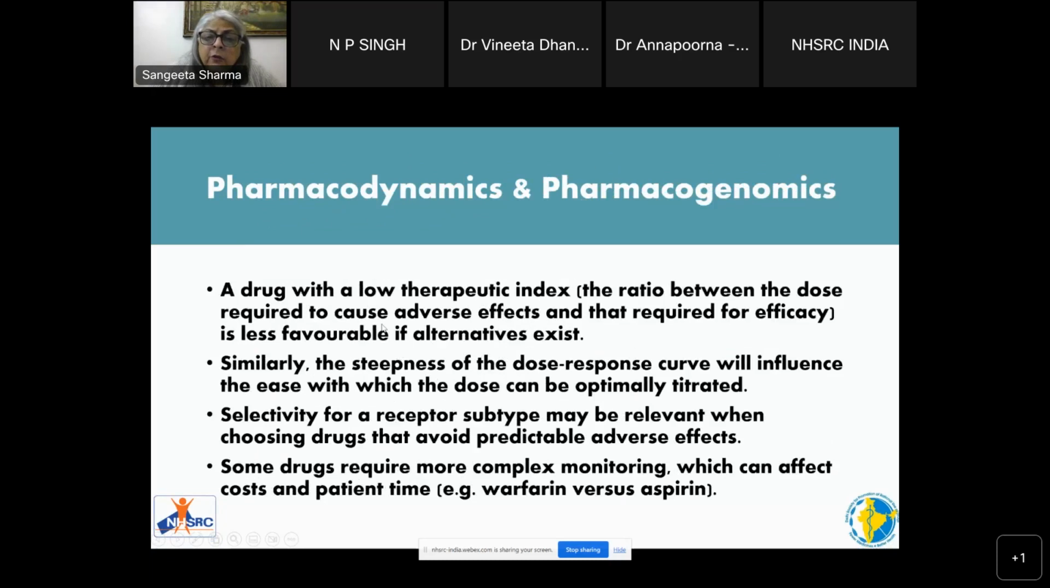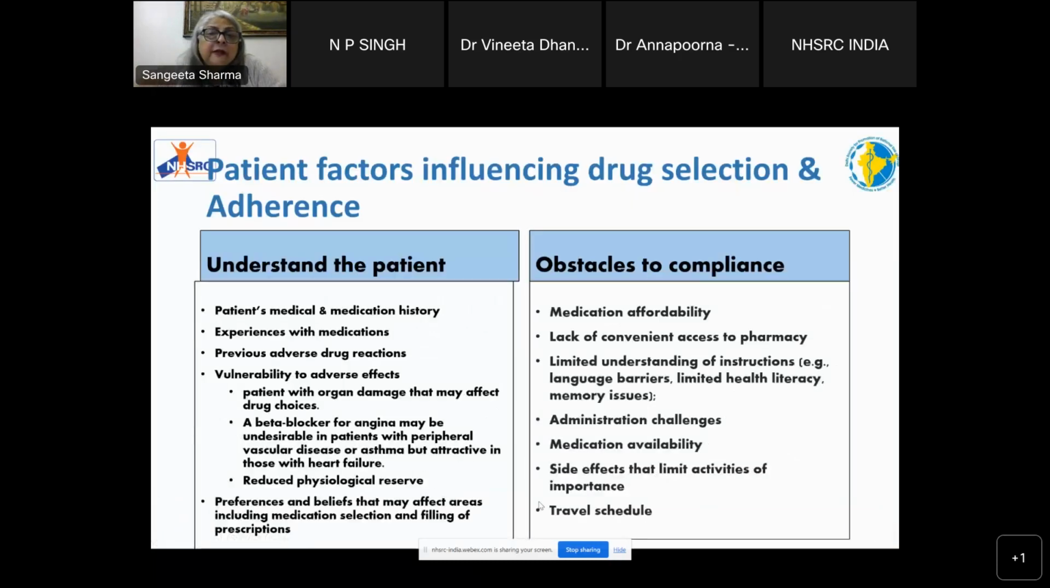Similarly, what is the gap difference between the safe dose and the toxic dose? There are many drugs with a low therapeutic index. In my hospital, we deal with all these low therapeutic index anti-epileptic drugs, lithium. They have a very low index, and then some require complex monitoring. So this can also affect cost and patient timing. So that will influence whether you would like to go for a warfarin or an aspirin.